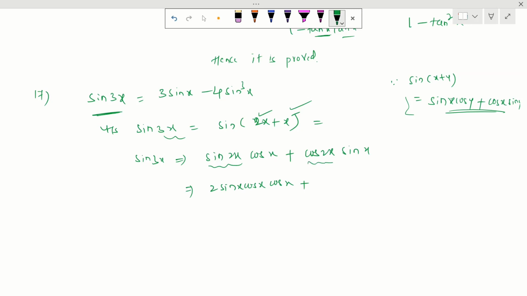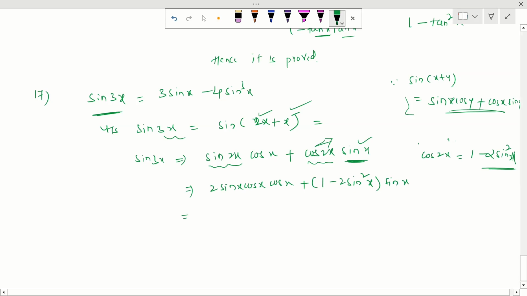Here the cos 2x formula we need to fill in terms of sin square. So cos 2x will be written in the form of sin x, because we have the sin x term here. Then it is 1 minus 2 sin square x. This formula we have derived. Therefore cos 2x is written as 1 minus 2 sin square x, multiplied by sin x.